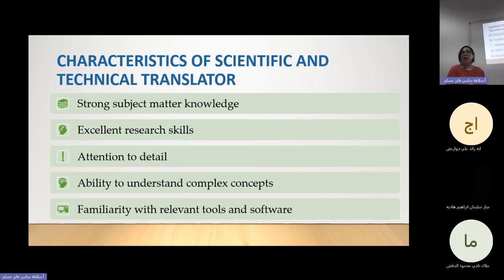Exactly. ليش؟ لأنه we're dealing with science. We're dealing with technology. Okay, technical terms. They are complex ideas, complex terms. So they need to have some understanding of complex concepts. Familiarity with relevant tools and software. Okay. So like Microsoft Word, like CAT tools, like machine translation, AI now, okay? But be careful when using these types of tools and software.